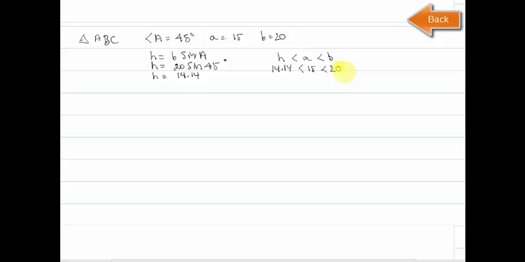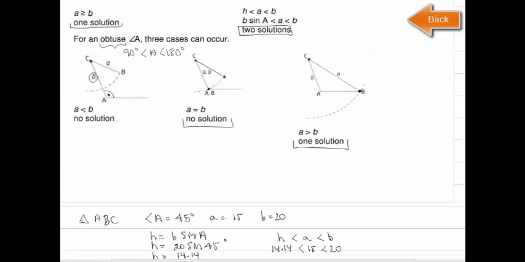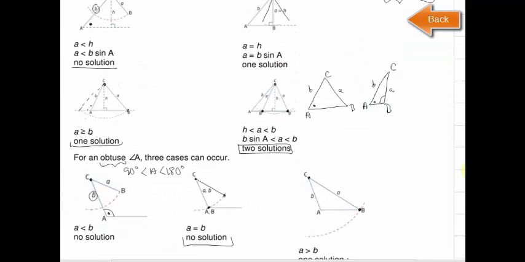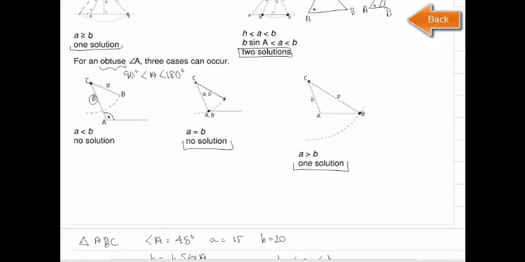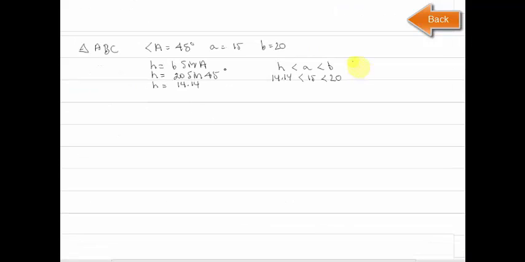And if you go to your chart up here, you can see that when H is less than A, which is less than B, you have 2 solutions. So we know that this triangle will have 2 solutions. Okay, now I'm not going to solve it for you right now. I've already done that. What I'm going to do is just show you what the 2 triangles are, and I just want you to make some observations about them.